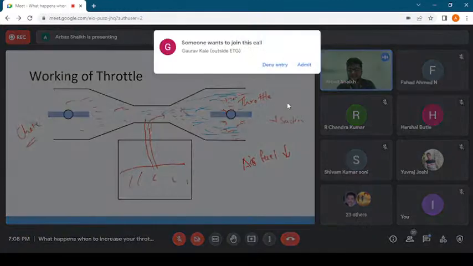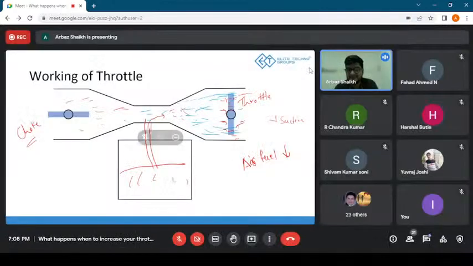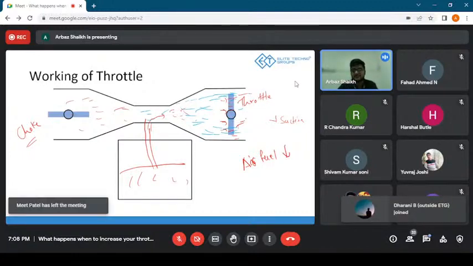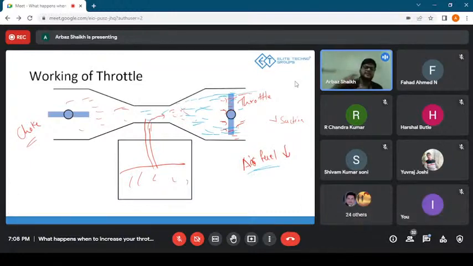Now, when you leave the throttle, what happens? When you decrease the throttle, the area is once again blocked for the air and fuel to go forward. Because of the suction pressure, there is less air and fuel going in again, and that's how the RPM of the engine decreases. Is that clear to everybody?